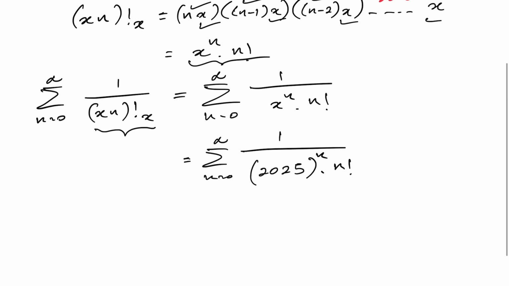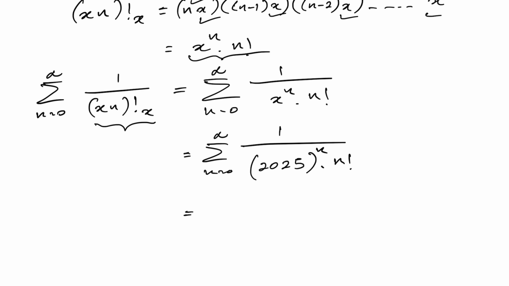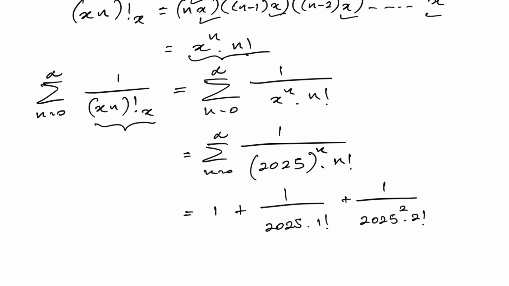Well, let's take the first terms of the series. When n is equal to 0, we have 1, plus when n is equal 1, we have 1 over 2025 times 1 factorial, plus the next term 1 over 2025 squared times 2 factorial, plus so on.